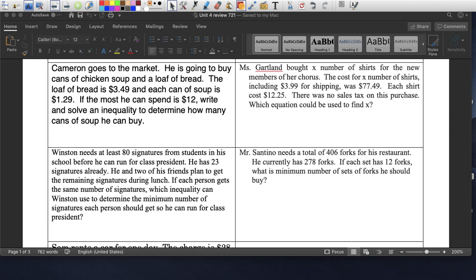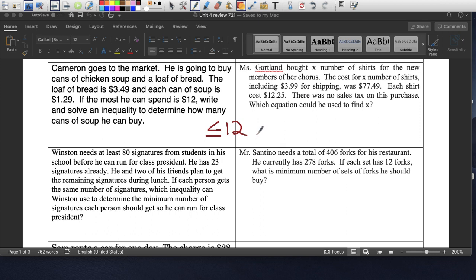Cameron goes to the market. He's going to buy some cans of soup and a loaf of bread. The loaf of bread is $3.49. Each can of soup is $1.29. The most he can spend is $12, so that already tells me that I have $12 or less. How many cans of soup can I buy?